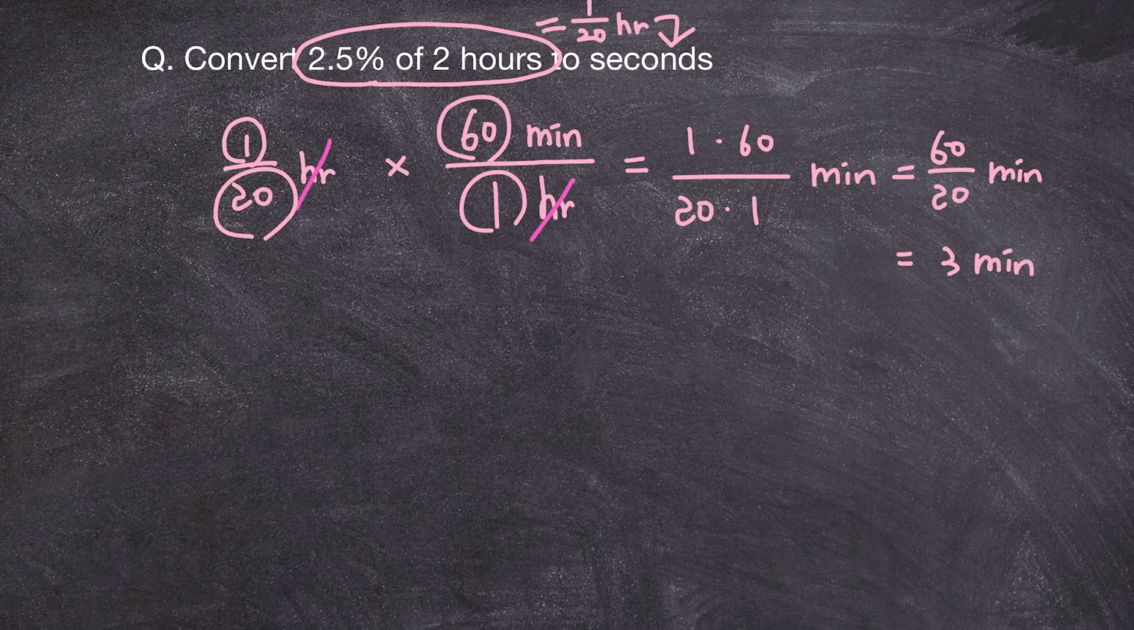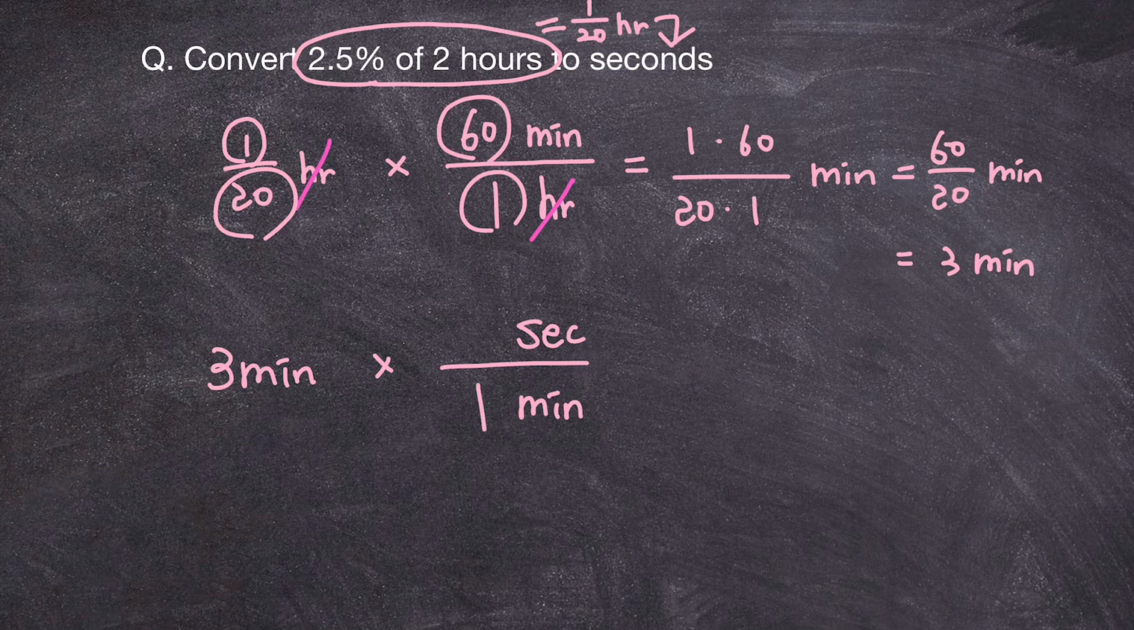Okay, so 1 over 20 hours is equal to 3 minutes, but this is not going to be our final answer because we need to convert 3 minutes into seconds. So I'm going to put 3 minutes right here and do another conversion. I am going to multiply another fraction with the unit that we want to get rid of in the denominator. So I'm going to put minute here. And we want to put the unit that we want our final answer to have, which is seconds.